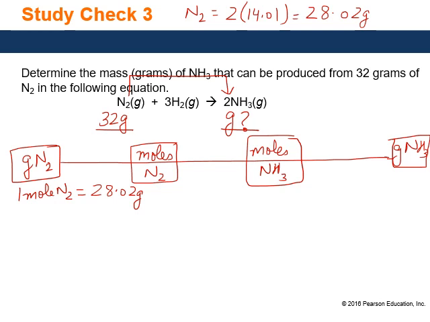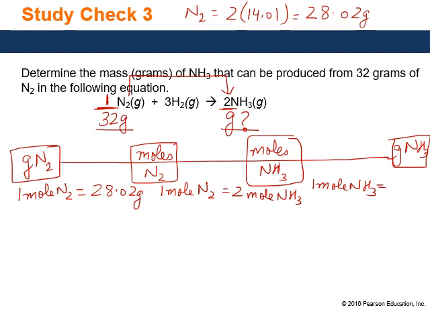Next, I need the mole to mole ratio. I need to go from moles of this to moles of this. What is the ratio? Right here, no number is written, which means that's 1, and this is 2. So for every 1 mole of nitrogen, we make 2 moles of ammonia. So I have a conversion factor here. Next I need to go from moles of ammonia to grams of ammonia. What would be my conversion factor? Remember, moles to grams is always molar mass. So my conversion factor here would be 1 mole of ammonia. Why 1? Again, molar mass is always for 1 mole.